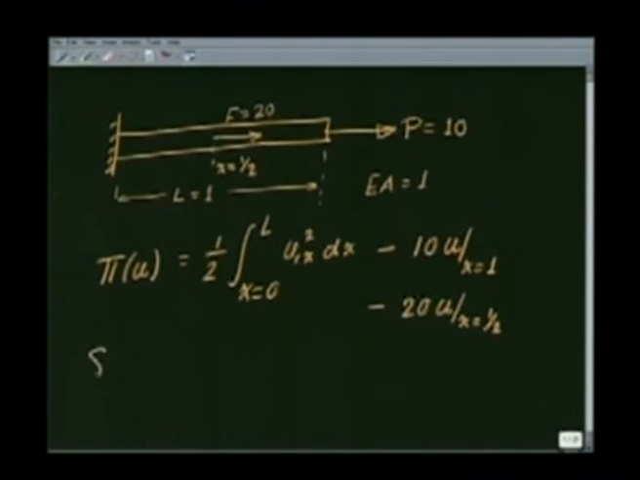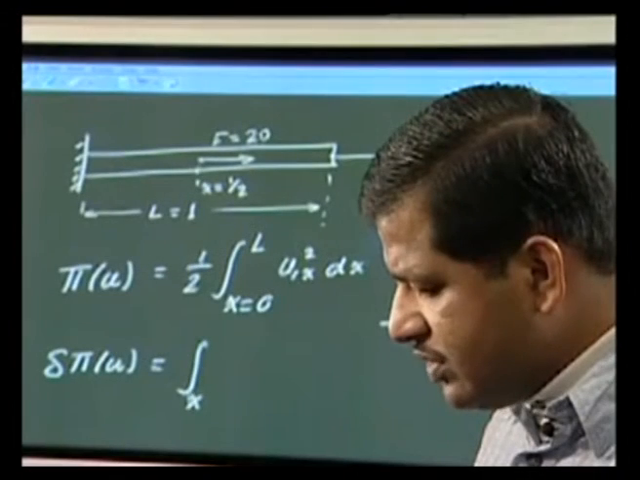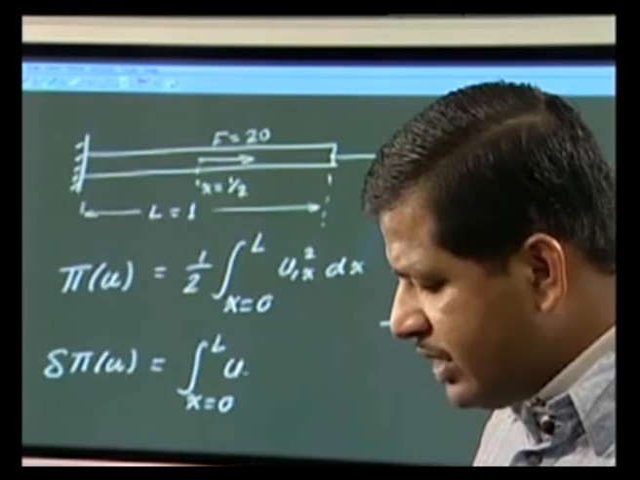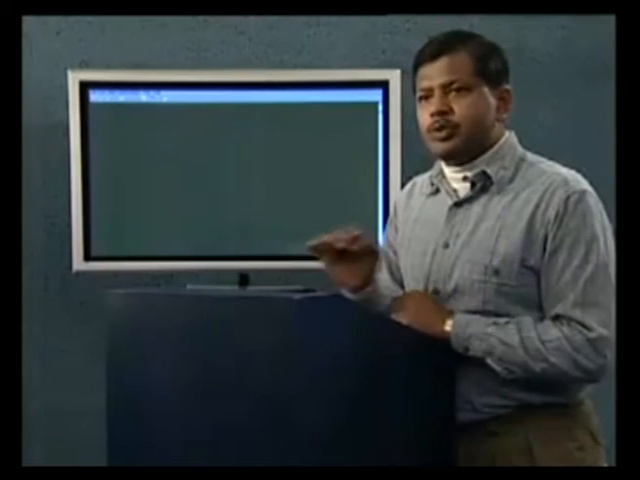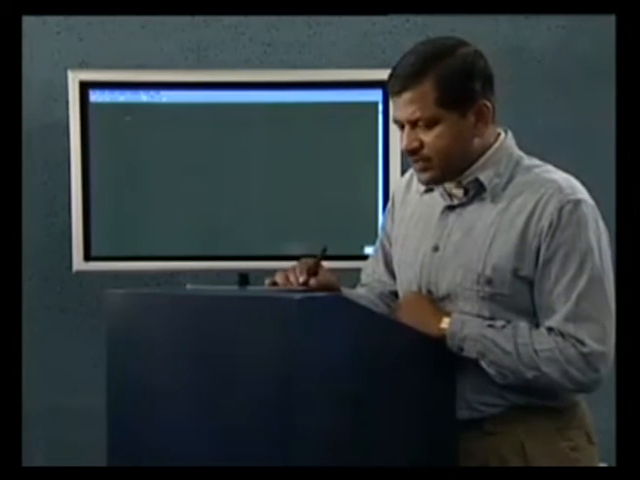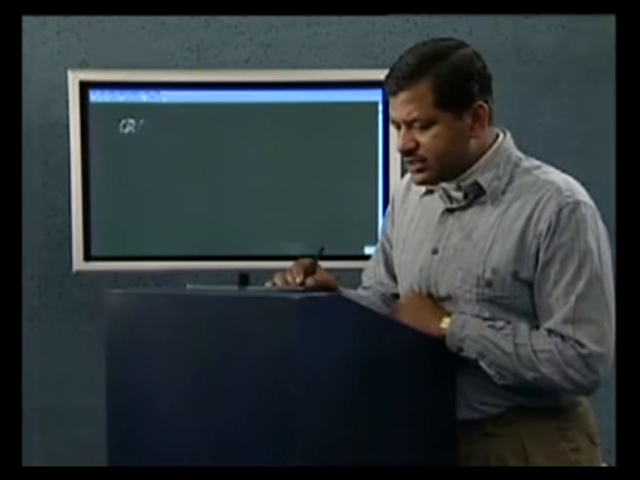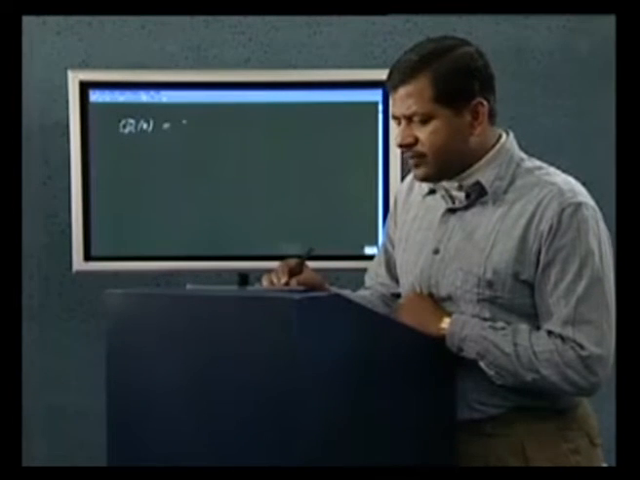So if I do the variation of pi of u, we'll again get integral x is equal to 0 to L u comma x variation of u comma x dx minus 10 variation of u evaluated at the point x equal to 1 minus 20 into variation of u evaluated at the point x equal to half. So let us now use the same approach that we had taken earlier. That is, we'll take the phi i of x to be equal to x to the power of i.